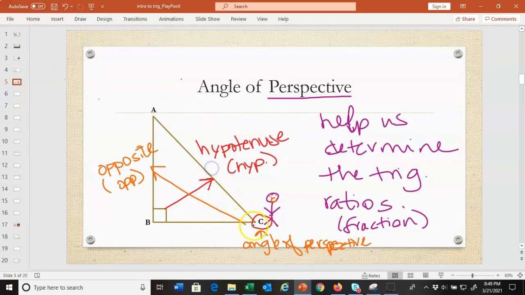And then lastly, we're going to label this side BC, and this side is right next to where I'm standing. So we call this one adjacent. It is right next to me, ADJ.